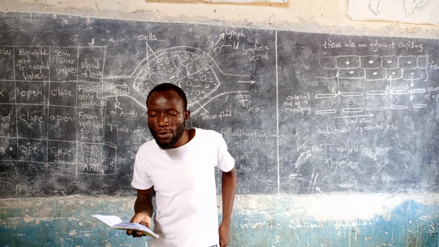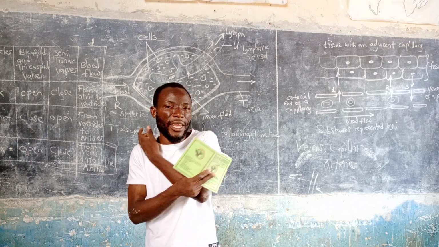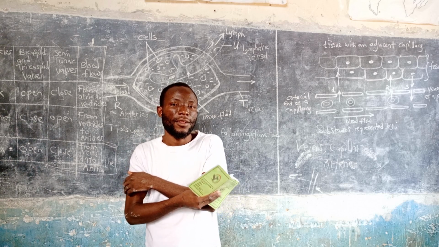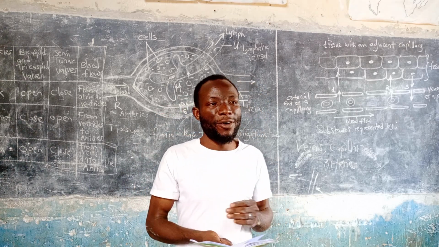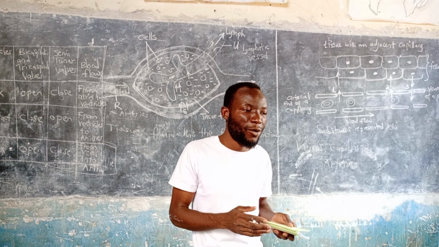What other nutrients can you think of? Apart from glucose, there are some nutrients found in the blood and cells. Okay. Amino acids. Amino acids are also found in blood, they go into the body cells.